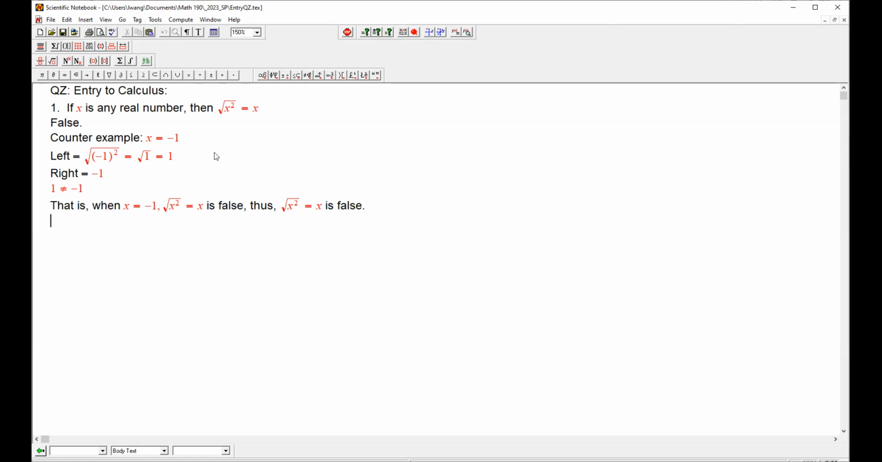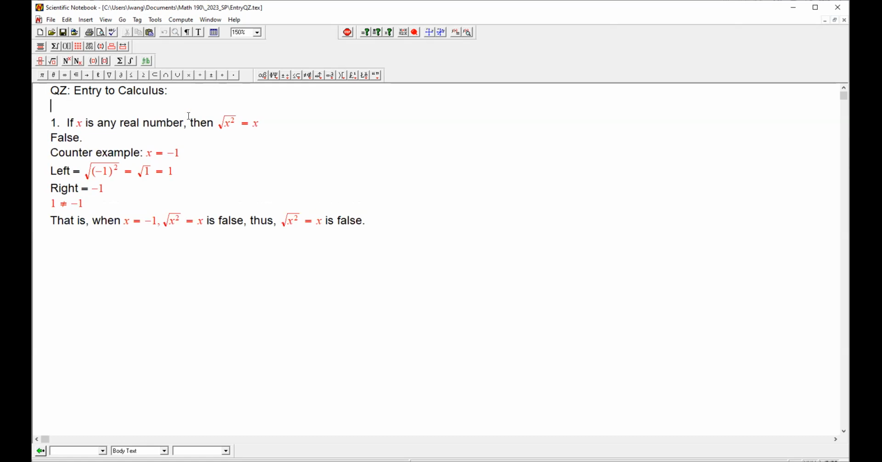False once, false. Okay? So a mathematical statement is true if always true, and false if false once. Any statement that's false once is false. You don't have to point out many more times. You just show it once, and it is false.